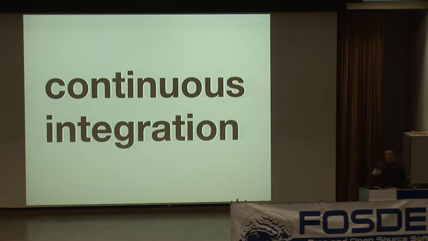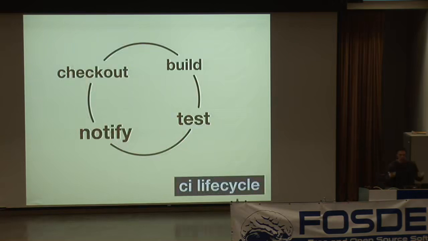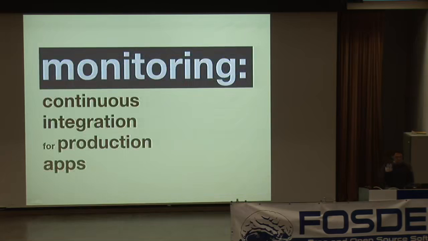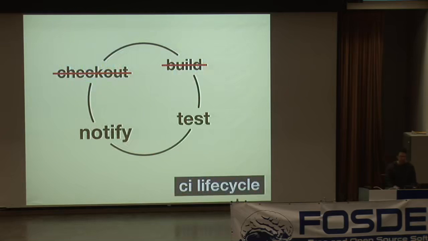And we can actually start thinking of monitoring to be sort of like continuous integration. So a traditional CI lifecycle is something like this, where you have the checkout, the build, the test, and the notify phase, right? So if we think of monitoring as being continuous integration for production apps, this is actually an interesting idea because we can take the CI lifecycle, strike out the checkout and the build phase because somebody's already built the software for us, and we're just doing the testing and the notification.